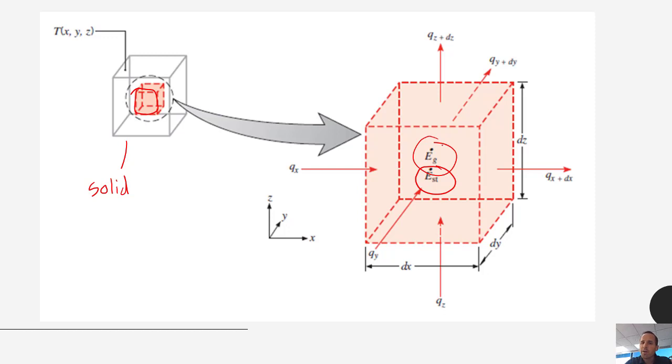I'm going to draw my own figure because I like to do the derivation a little bit differently. So let's look at our little cube that's embedded within a bigger cube.